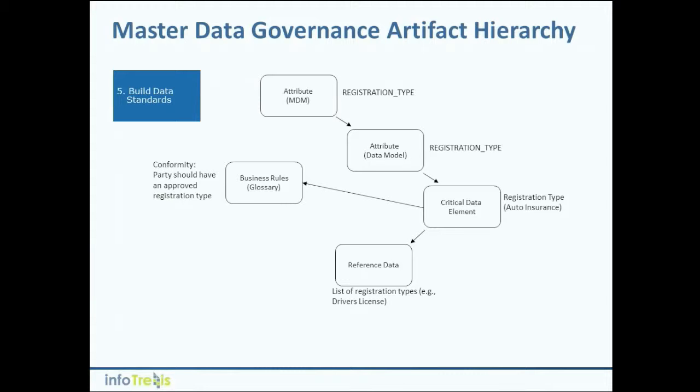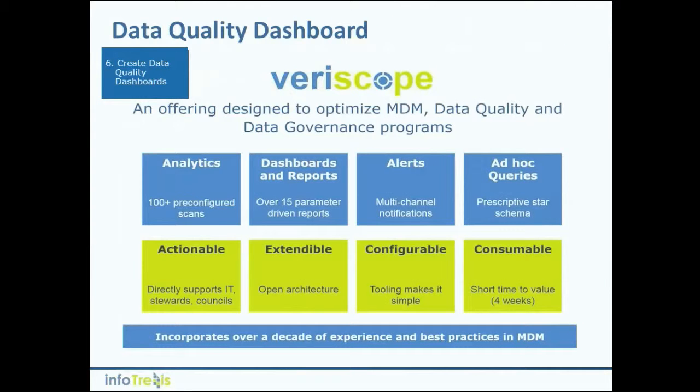And then associated with that critical data element and the data quality rule, I've got some reference data, which is the list of registration types. What are the allowable registration types? If I'm an insurance company selling insurance policies for auto insurance, what are the types of registration that I'm going to accept? Well, I'm going to accept driver's license. I'm going to accept maybe passport. I'm going to accept maybe a health insurance card. And there's a list of acceptable registration types that need to be maintained somewhere in my data governance environment. So this is step number 5, where we discussed building data standards.